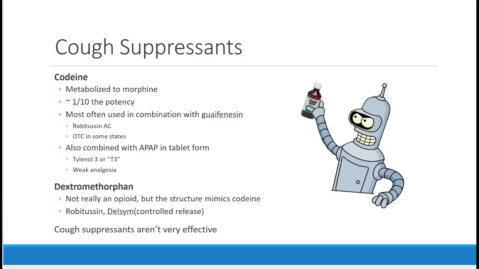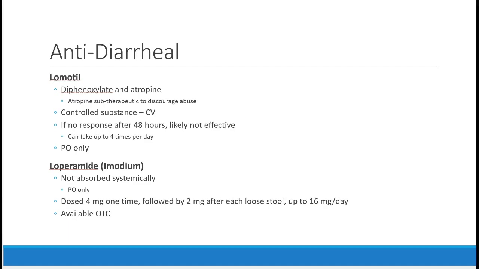Dextromethorphan is a common OTC cough suppressant that has an opioid-like structure. It doesn't really affect the same receptors. However, if you take it in really high doses, like if you drank a whole bottle of it and overdosed on it, you can end up with some kind of interesting side effects because of that.